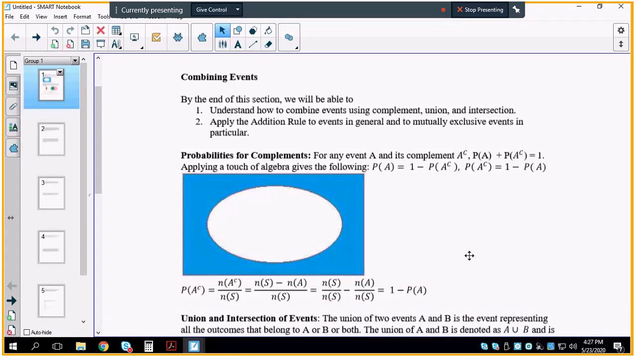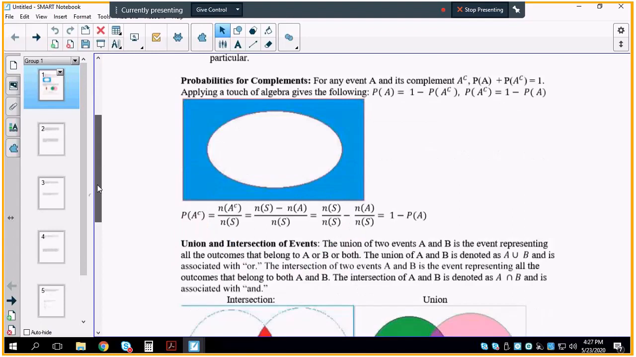Our topic of discussion today is combining events in probability. By the end of this section, we will be able to understand how to combine events using complement, union, and intersection, three basic characteristics of set theoretic algebra, and apply the addition rule to events in general and mutually exclusive events in particular. So, the probability for complements.